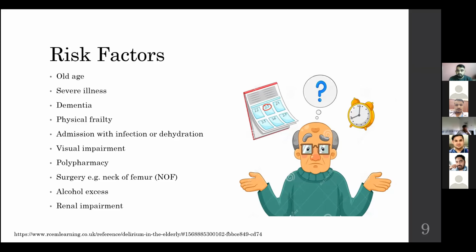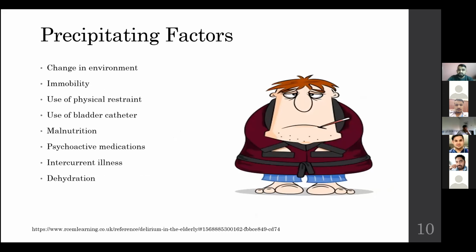taking more than 5 regular medicines, like polypharmacy, and surgery, if the patient underwent neck of femur surgery. This is also a very common risk factor for developing delirium. Alcohol can give rise to delirium tremens, and renal impairment can also give rise to delirium.